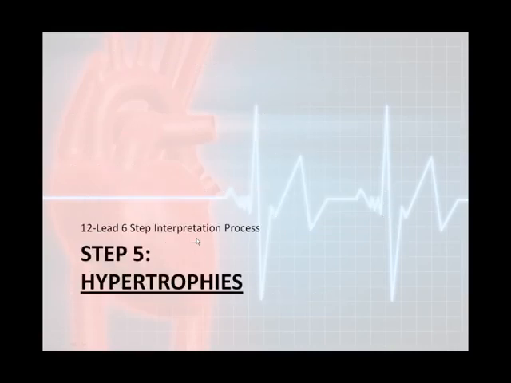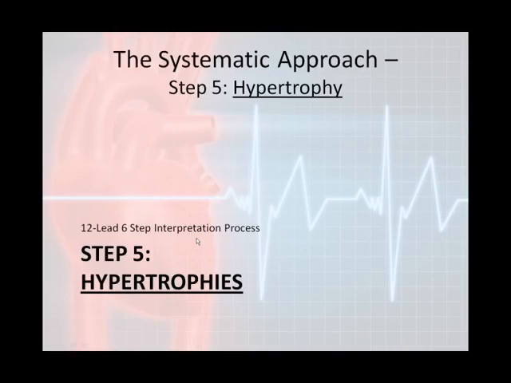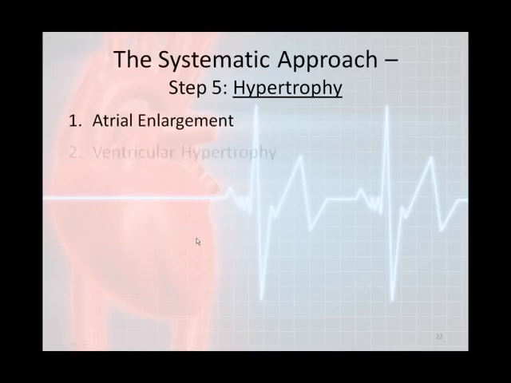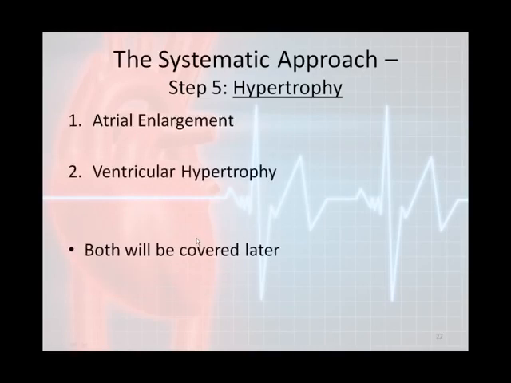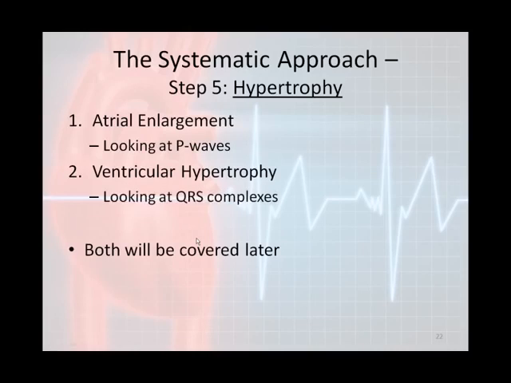The 5th step is going to be hypertrophies and chamber enlargements. Atrial enlargement and ventricular hypertrophies will also both be covered later, but we'll talk about them briefly. For atrial enlargement, since the P wave is the atrial depolarization, then atrial enlargement is determined by looking at the P waves in particular leads. And since the QRS complex is ventricular depolarization, we will look at the QRS complexes in particular leads to determine right versus left ventricular hypertrophy.